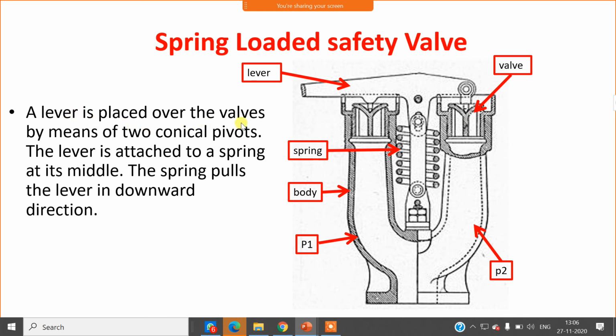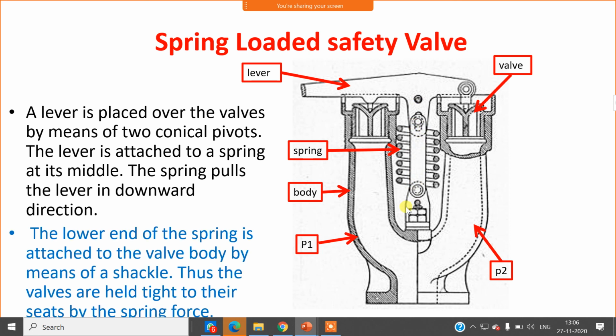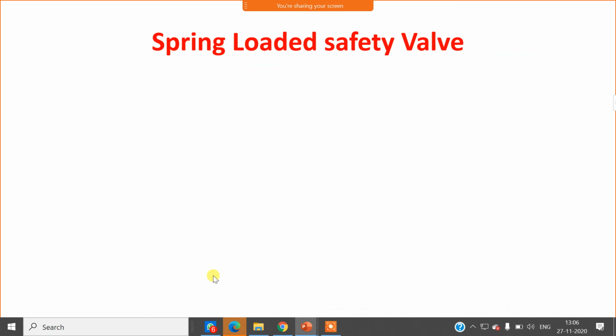A lever is placed over the valves. One valve is fitted on the fulcrum, and the other valve beside it. Both valves are fitted on the lever, and this lever is supported on the shackle with the help of a spring. The lower end of the spring is attached to the valve body by means of the shackle. Thus, the valves are held tight to their seat by the spring force.